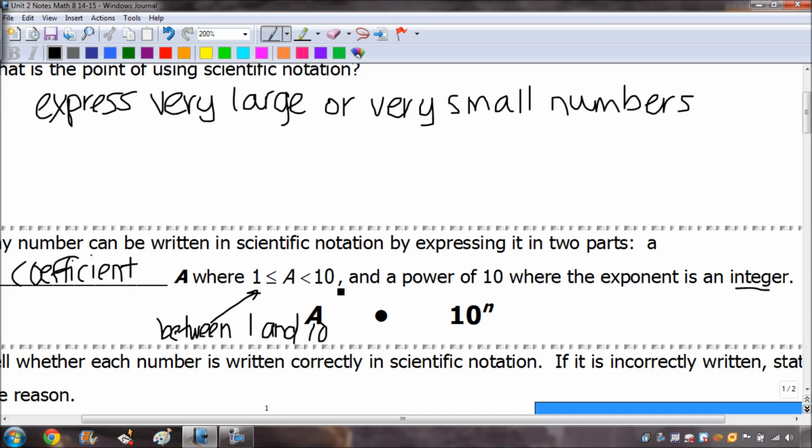So here's the thing, this a value, this coefficient has to be between 1 and 10. So let me write you an example of a number that's written in scientific notation. An example would be like 5.7 times 10 to the 8th power, okay? This is written in scientific notation where the coefficient is a, which is 5.7, and the power of 10 is my integer, which is 8, okay? Another example would be 2.35 times 10 to the negative 4th power, okay?